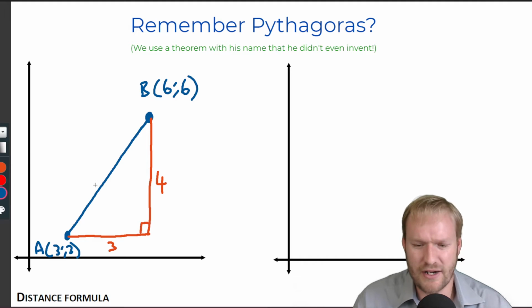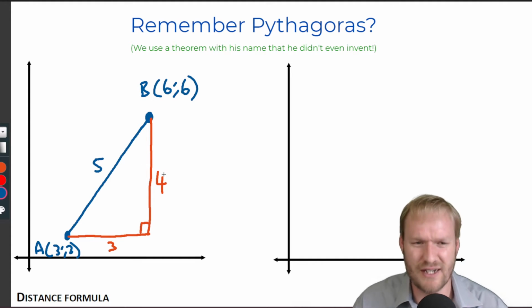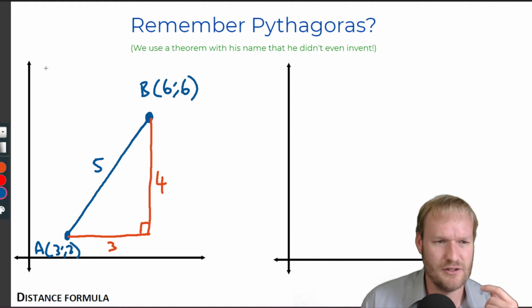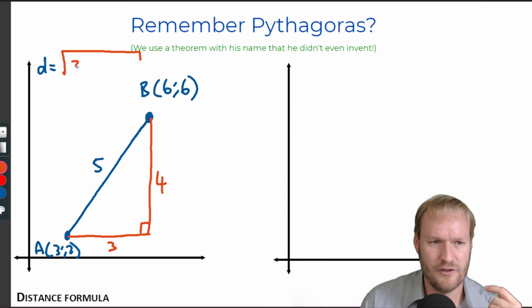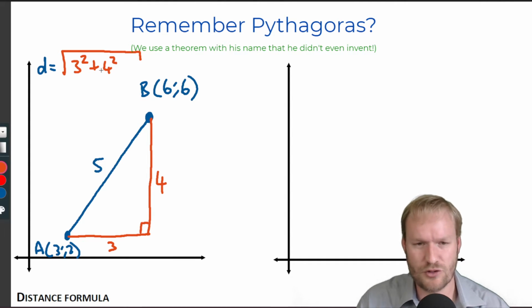And then if we recognize the Pythagorean triple, we might see, oh, well, that's 5 because we've seen enough of these triangles. Or you might think, wait a second, for that distance, we took the square root of 3 squared plus 4 squared, because 5 squared is 3 squared plus 4 squared.